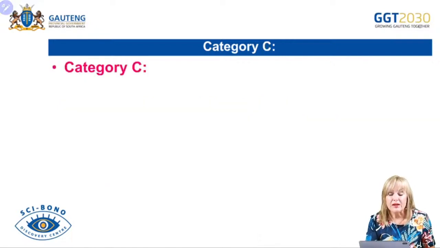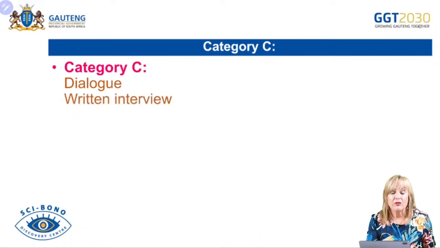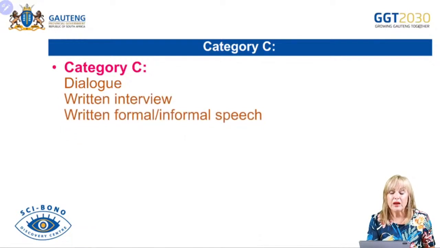And then in category C, you can get either a dialogue, and a dialogue is very nice to read as well, and it's nice to write. You must just be concise there as well, and not have the first part of the dialogue where you spend lots of time on, "Hi John, how are you? I haven't seen you in a while." No, you must use your dialogue effectively. You only have 150 words in which to write it. Or you can write a written interview. They can ask you a formal or informal speech that's written.